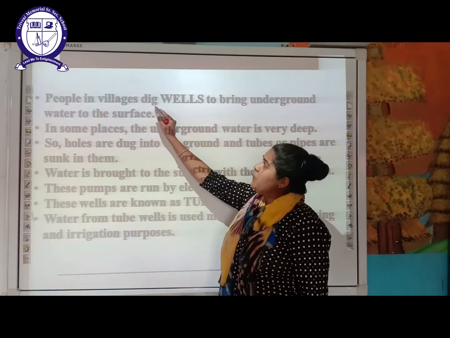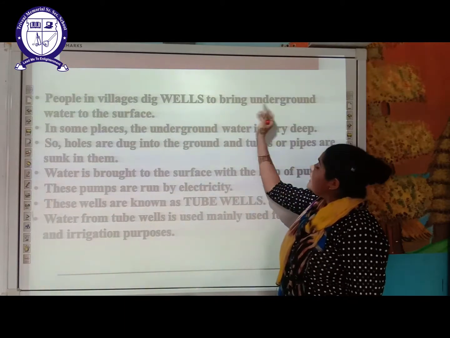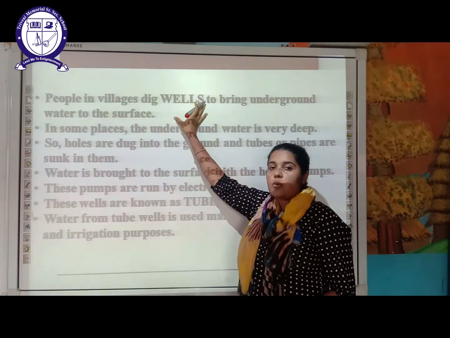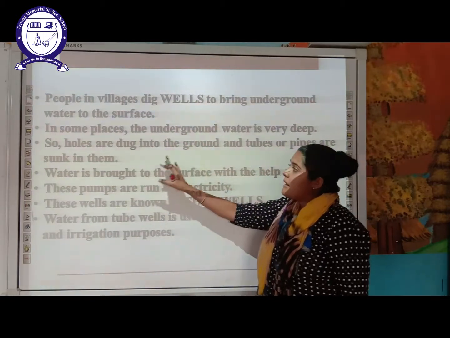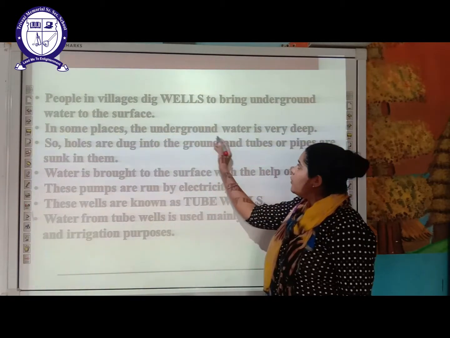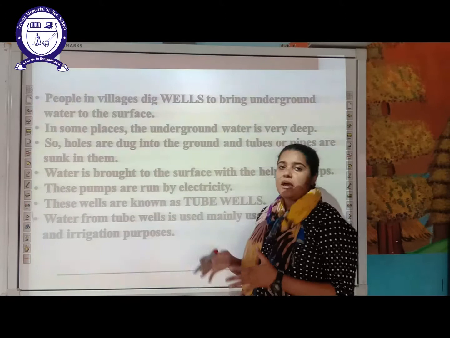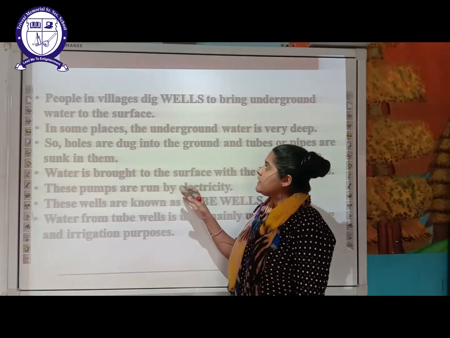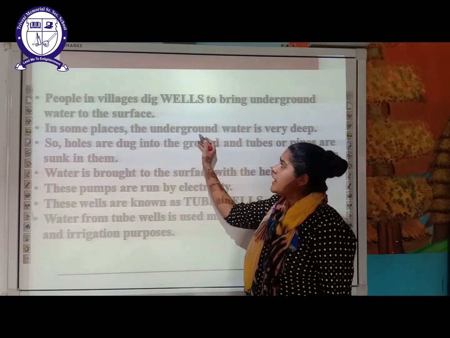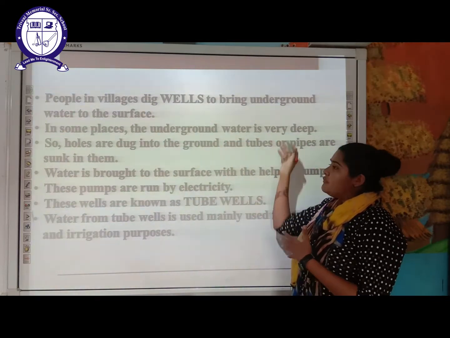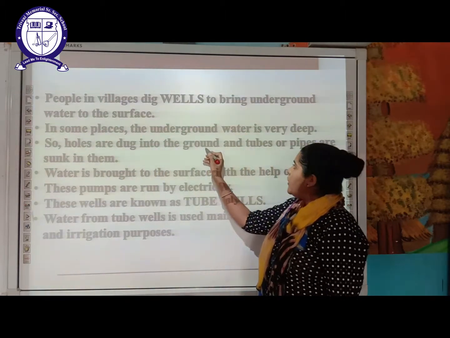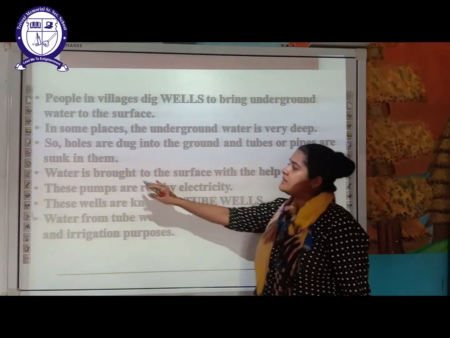People in villages dig wells to bring the underground water to the surface. This is the first one: people are digging wells. But in some places, the underground water is very deep. The underground water collects at a particular depth inside the ground, but sometimes it is very deep inside the earth. So holes are dug into the ground and tubes and pipes are sunk into them.